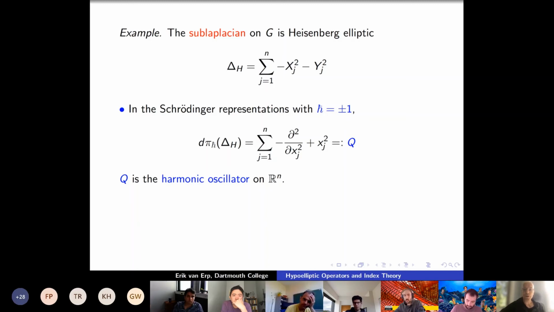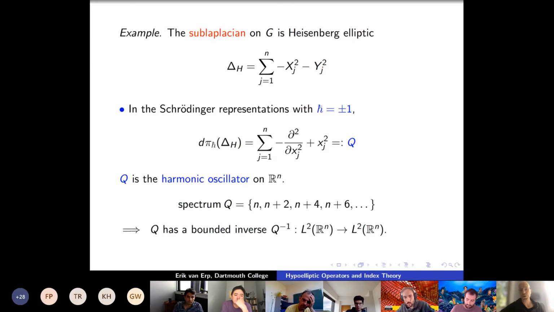And so what you get here is a harmonic oscillator. Back to your earlier question, if h bar is not plus or minus 1, you get an h bar squared in front of d²/dx². And so then you have to do a little bit of change of variables to see that those things are also invertible. So the harmonic oscillator is very well known. We know the spectrum of the harmonic oscillator starts at n, and is positive, of course. And so this operator has a bounded inverse. Okay, and so that makes the sublaplacian elliptic in this particular calculus.